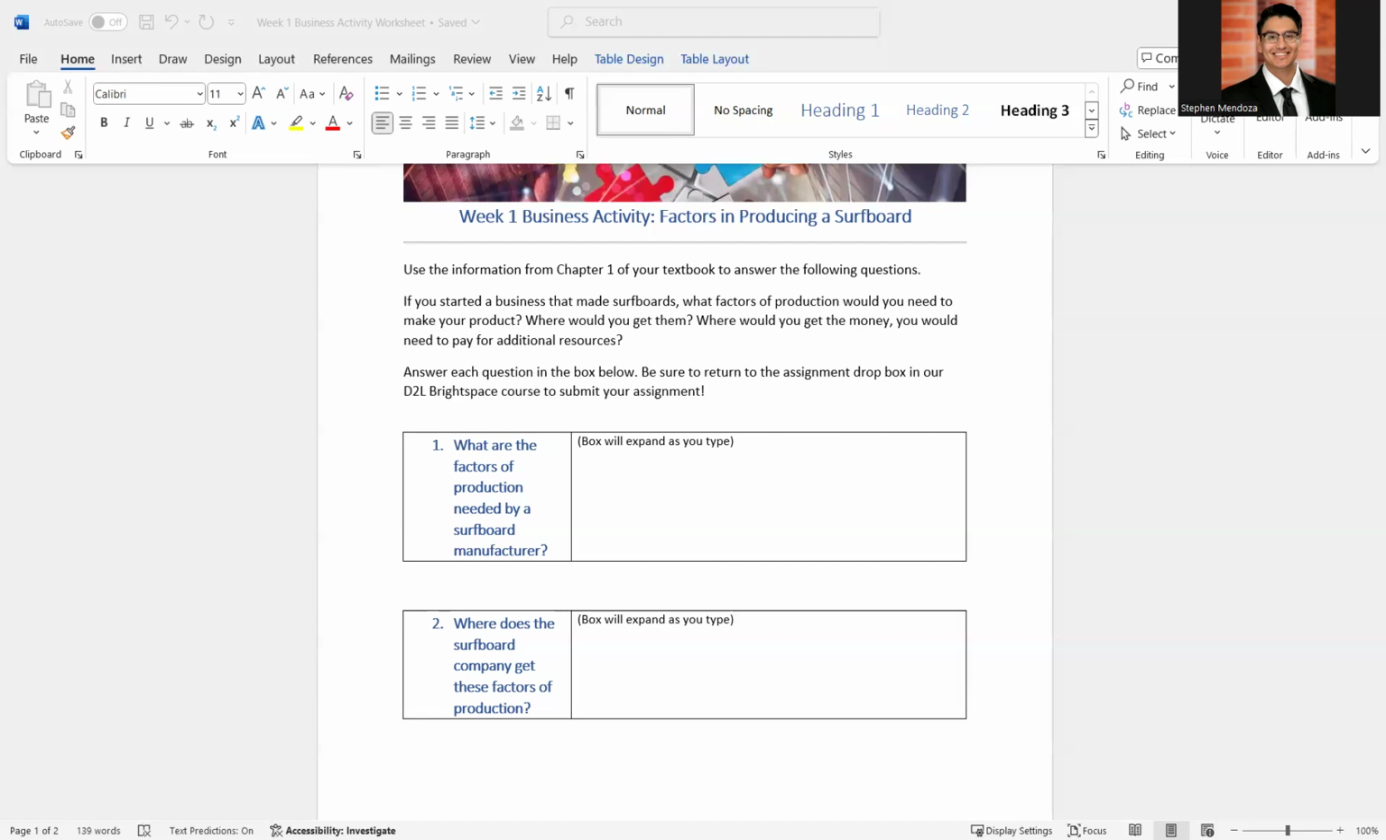So think about the land that the factory sits on, the electricity used to run the plant, and the wood or other raw materials from which surfboards are made. If you think about the labor, think about the people that actually make the surfboard. These are responsible for designing, shaping, assembling, and finishing the surfboards. Now, if you think about capital, the third one, this includes machinery, tools, and equipment for manufacturing surfboards. It also is the funds required for the startup costs.